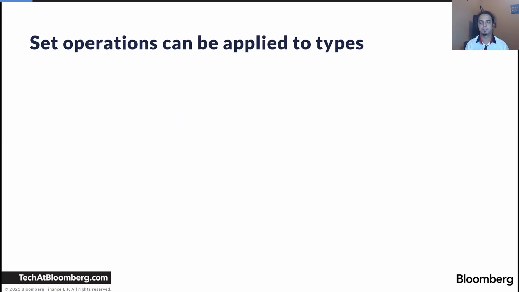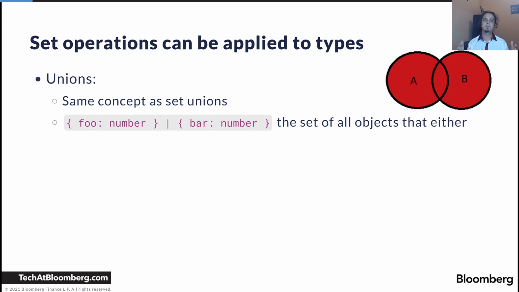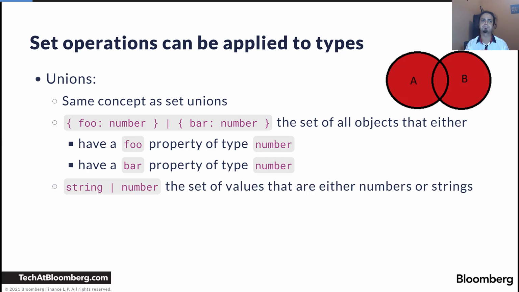So armed with this new understanding of types, let's see what operations we can perform on types that are similar to set operations. The first one would be unioning. And this is the same concept as set unions. Namely, if we create a new set that represents the union of two other sets, that means that we're creating a set that has values that can either belong in the first set or in the second set. Similarly, if we create the union of two types, what we're creating is a new type whose values can either satisfy the conditions described by the first type or the second type. This means they can either have a foo property of type number or a bar property of type number. So this is the new set that we are describing. Similarly, if we have a union between string and number, this means that we want all values that are either strings or numbers.